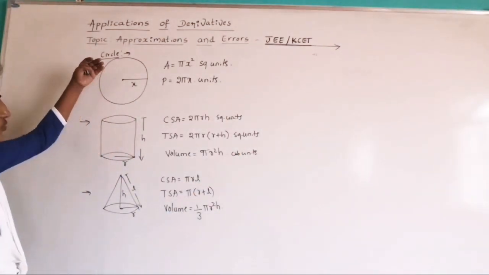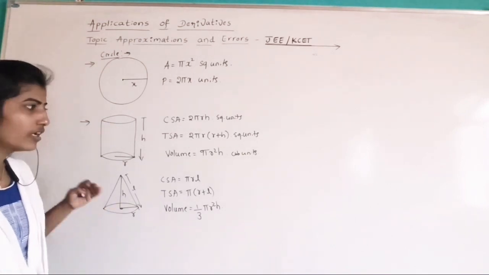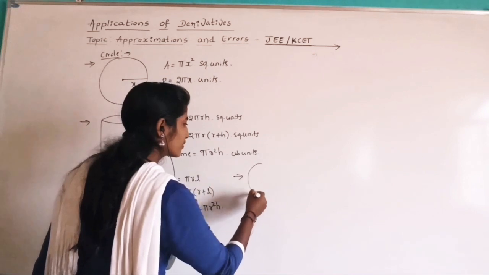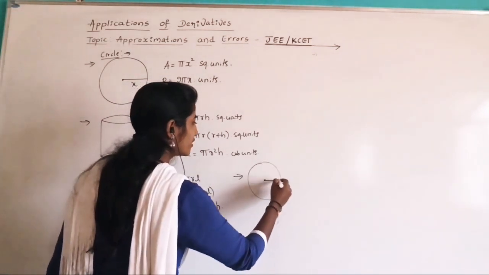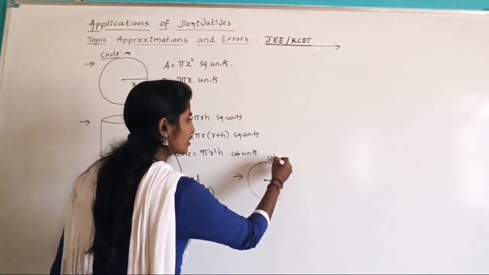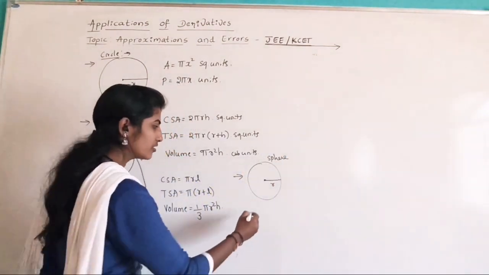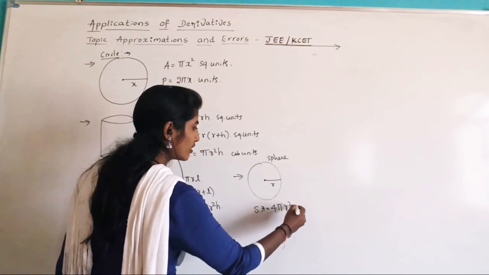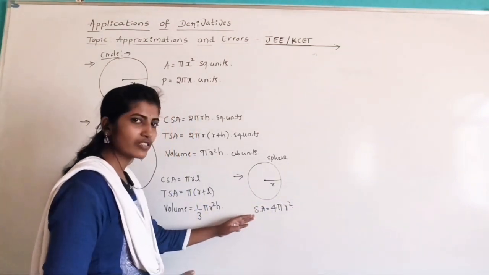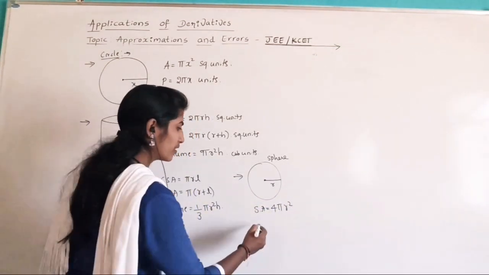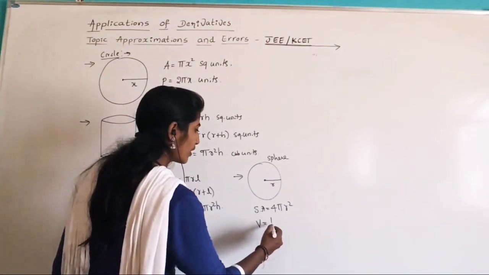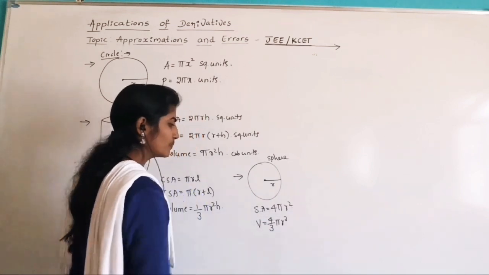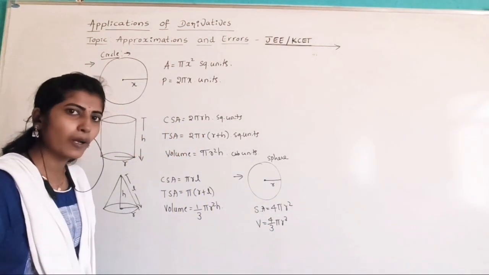So these are all about circle, cylinder and cone, and we must also know about the sphere. A sphere with radius r: its surface area is given by 4 times pi r square. It is taken as both the curved surface and the total surface. And its volume is given by 4 divided by 3 times pi r cube.